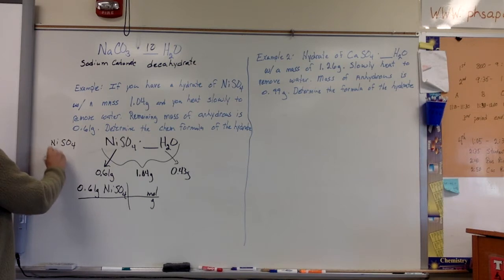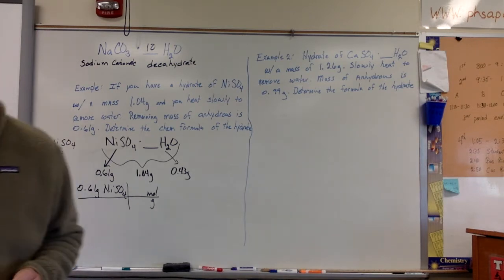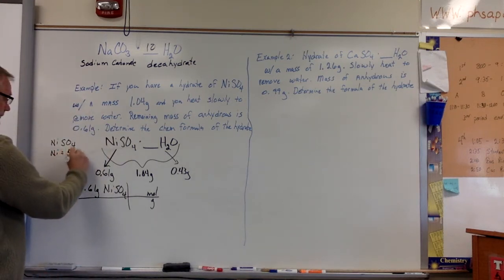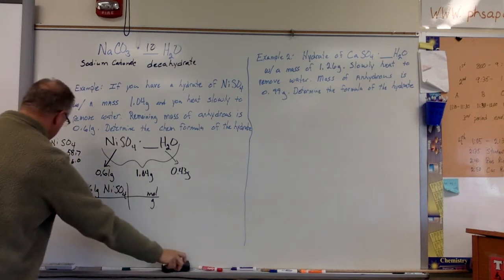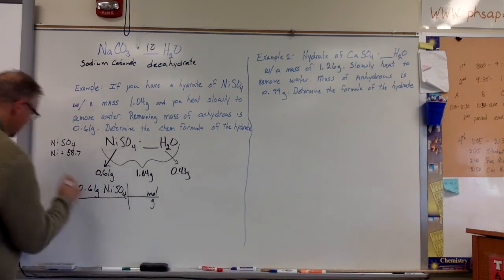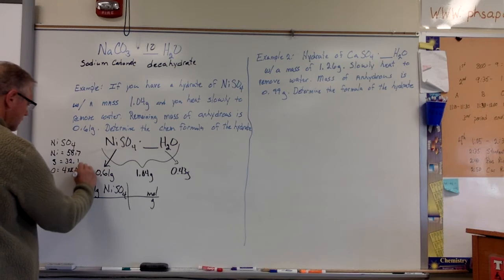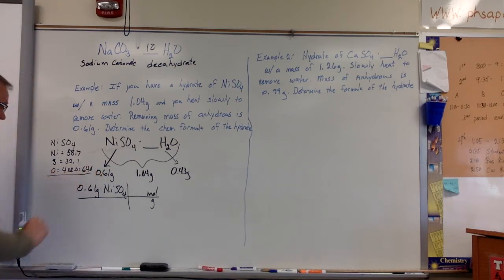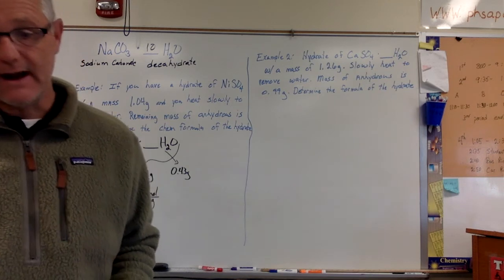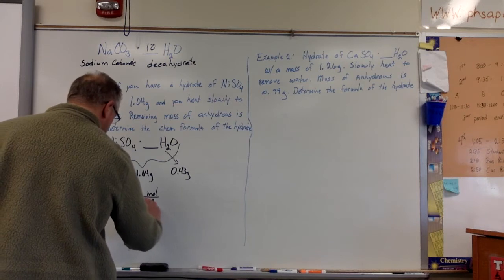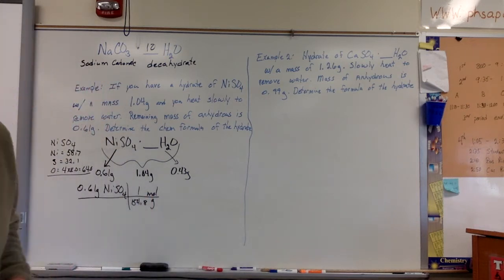So my nickel is going to be, and I already have it worked out, so I'm going to look at my notes, 58.7. Sulfur is 32.1. Oxygen, I have 4 of them at 16.0, so that's going to be 64. So when I add these together, I get the total molar mass to be 154.8 grams per 1 mole.